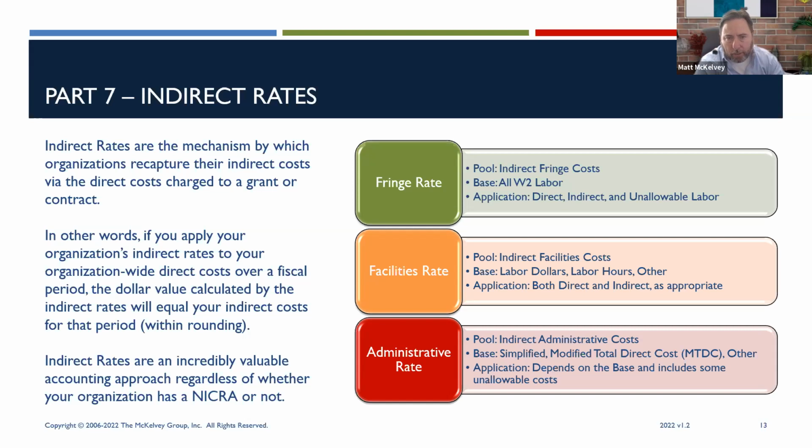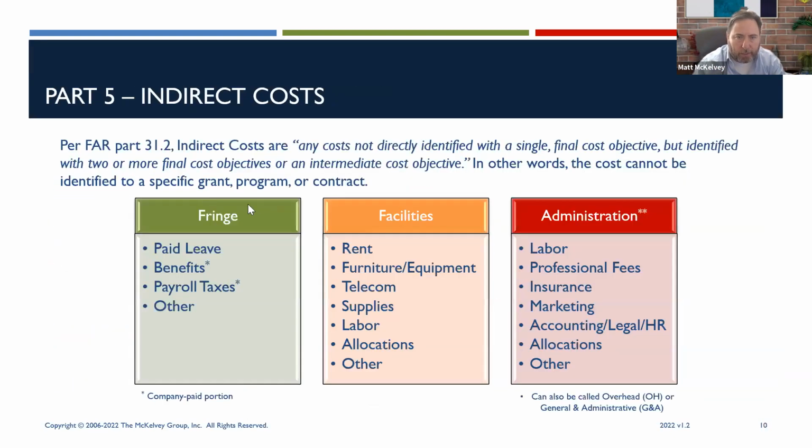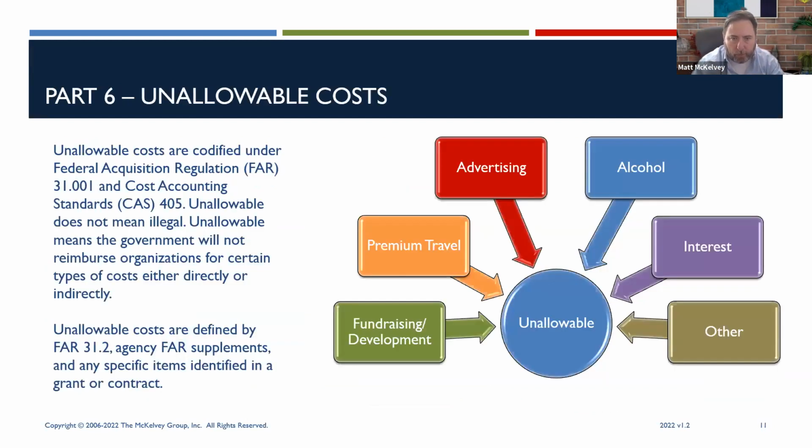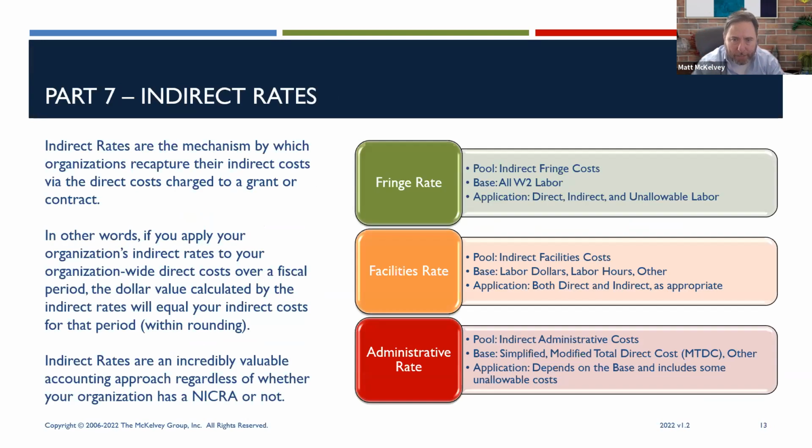So how do you calculate an indirect rate? All rates have two components: a pool and a base. It's a fraction, basic algebra. I've already provided the pools to you. The pools are on this indirect slide right here. These are your costs. So the indirect costs create the pool for an indirect rate. The base is different depending on the type of indirect costs.